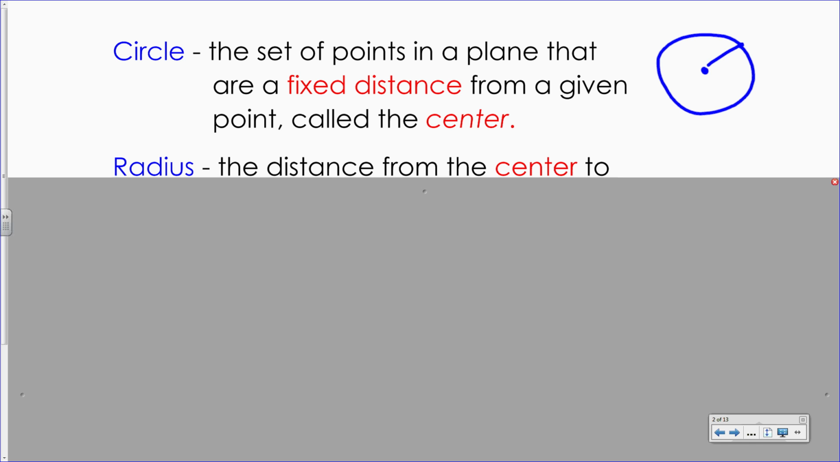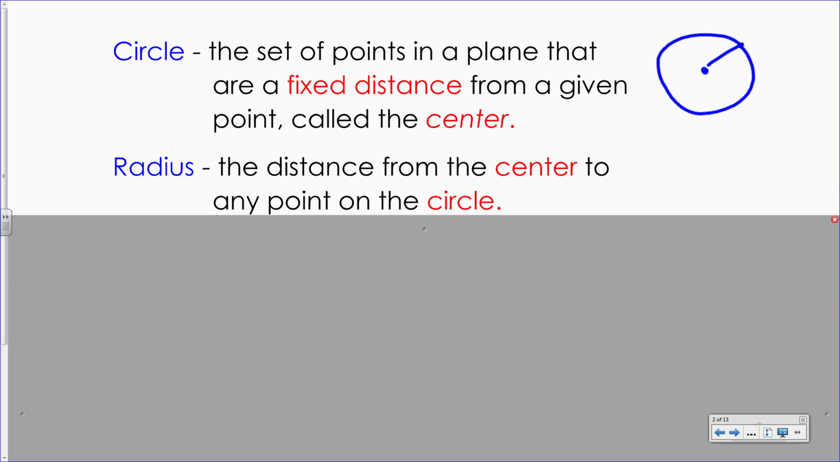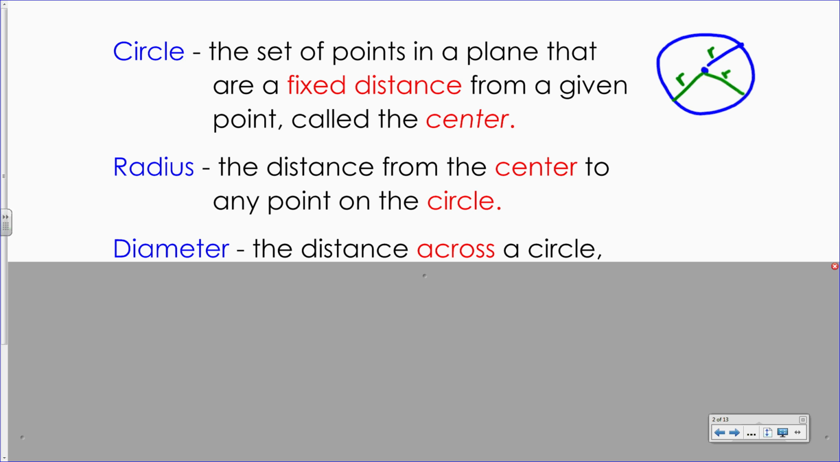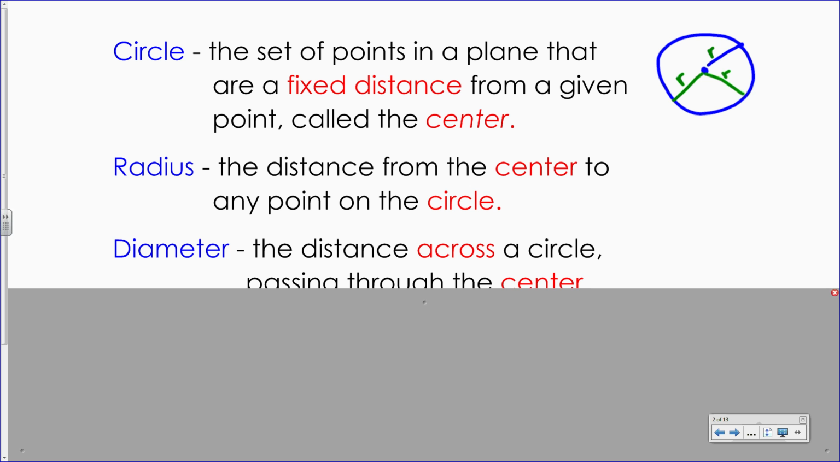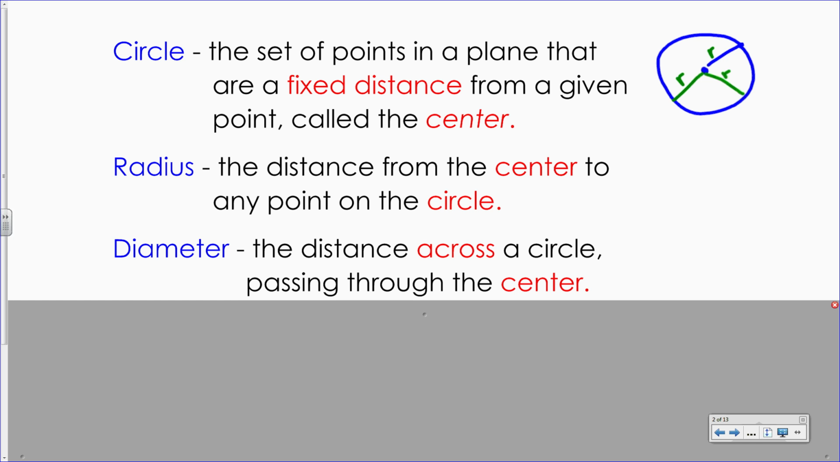The next line you need to fill in that the radius is the distance from the center to any point on the circle. So if you go from the center, each of these different lines is called a radius. This is a radius, radius, radius. The diameter is the distance across a circle, and it must pass through the center. So anything that goes all the way across the circle and cuts through the center is called a diameter.